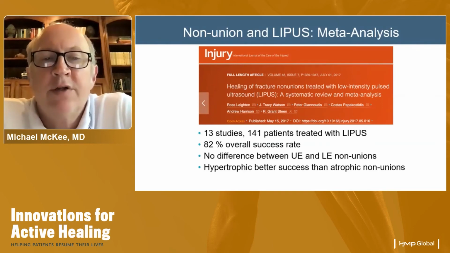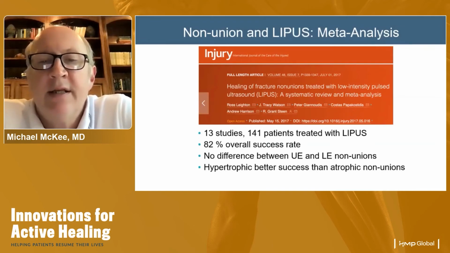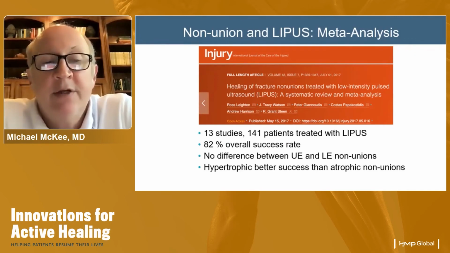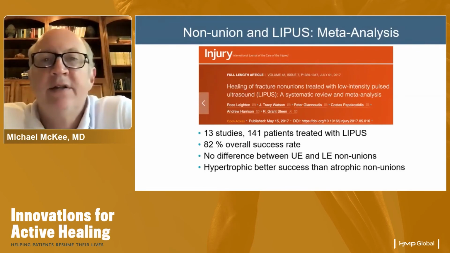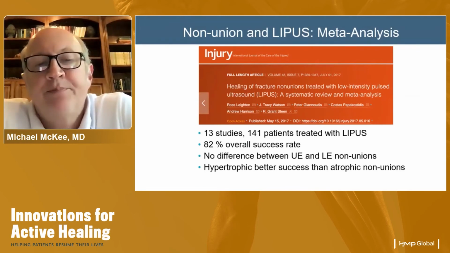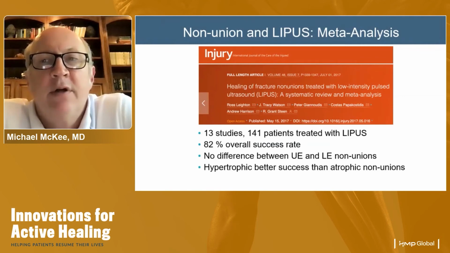Interestingly, Ross and colleagues found there was really no difference between upper extremity and lower extremity non-unions, which would suggest that the treatment of the tibial non-unions is very effective done with LIPUS. And what they did find that was a bit interesting was that hypertrophic non-unions did better than atrophic non-unions in terms of healing. And I think this probably replicates or reflects the surgical literature in that patients who have hypertrophic non-unions typically are not as difficult to get to heal as atrophic non-unions are, and that this is something that is reflected in their paper.